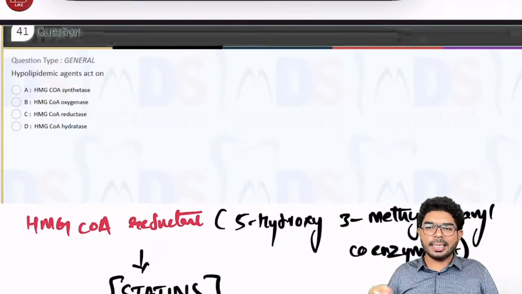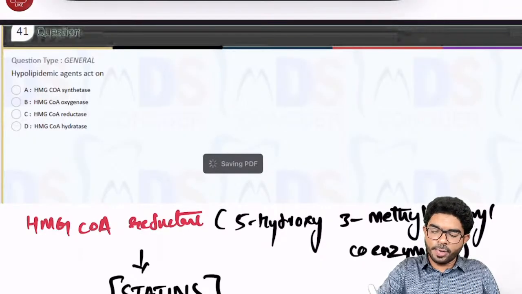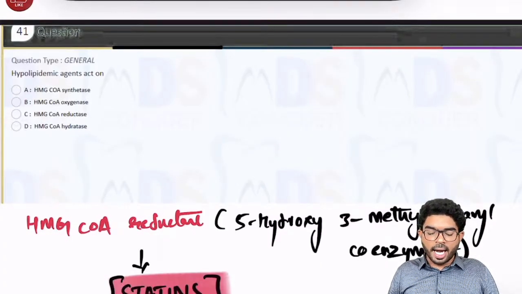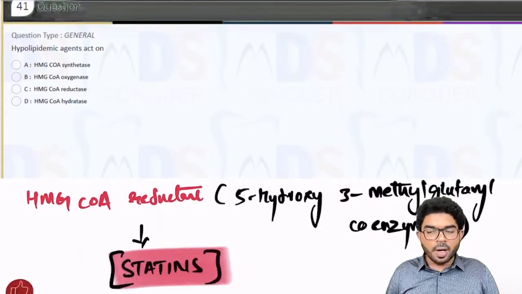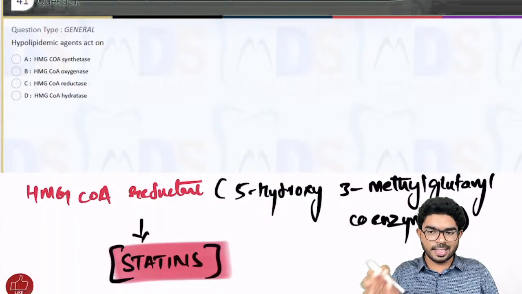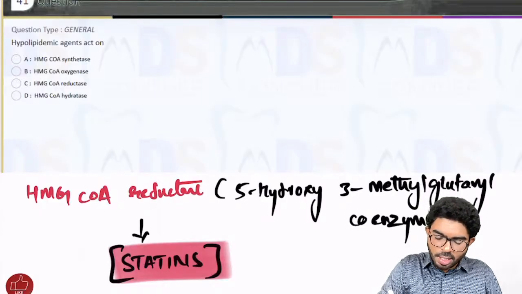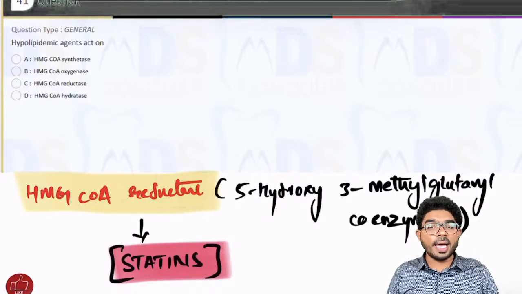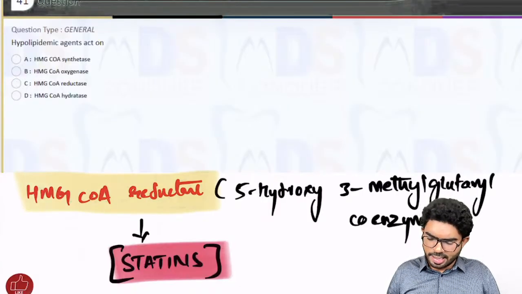Hypolipidemic agents are nothing but agents which decrease cholesterol, and we know the best agents which decrease cholesterol, which we'll be discussing in the next couple of days, are statins. So they're asking about statins, and they're asking about the enzyme on which these statins act. The enzymes on which statins act are the enzymes involved with cholesterol synthesis. I hope you guys have done the cholesterol synthesis cycle. In cholesterol synthesis, I have clearly mentioned the rate limiting enzyme is HMG coenzyme A reductase.